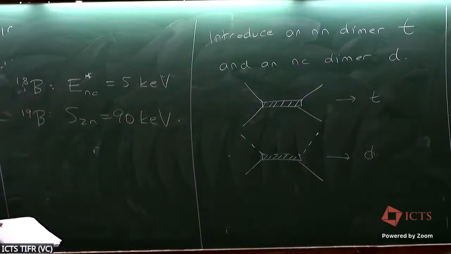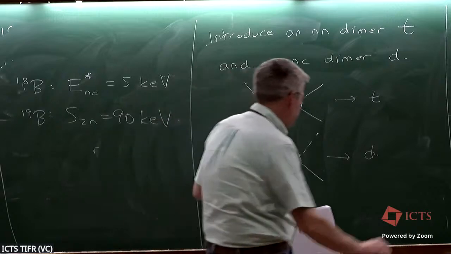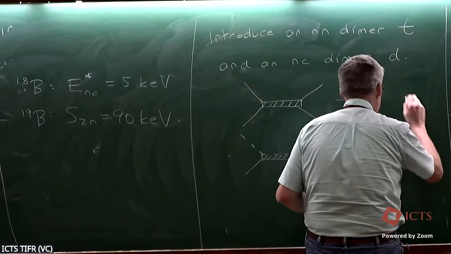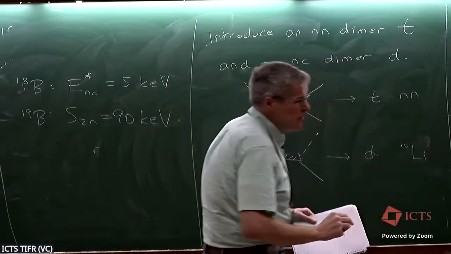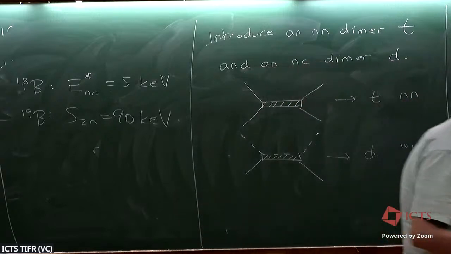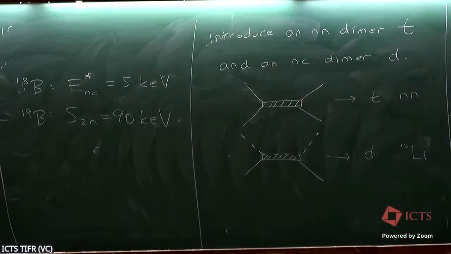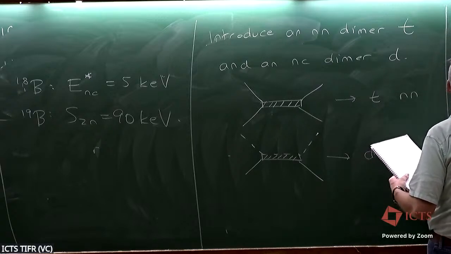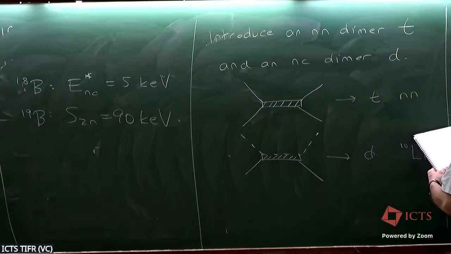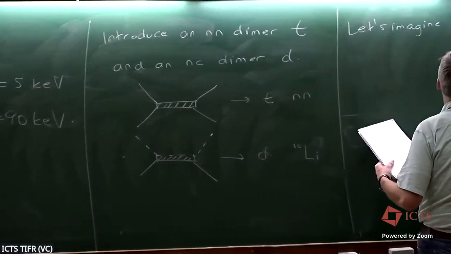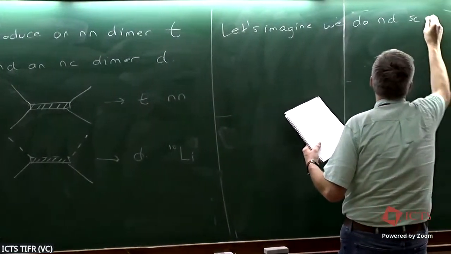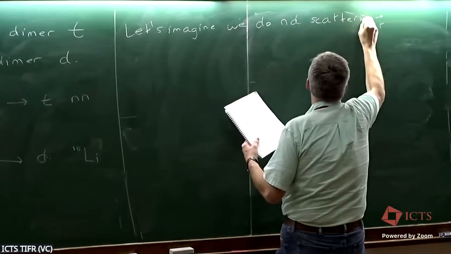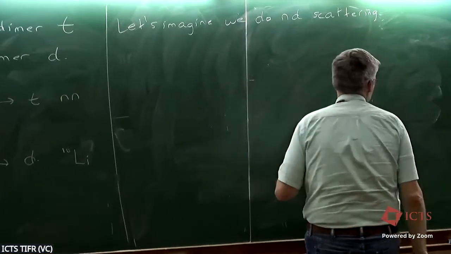So if we're doing lithium-11, then this thing is lithium-10, and this is 2 neutrons, and neither of them is actually bound, but they both have very low-lying resonances. And for these purposes, we'll imagine performing a scattering experiment. So indeed, that's what we want to do. So let's imagine we do ND scattering.